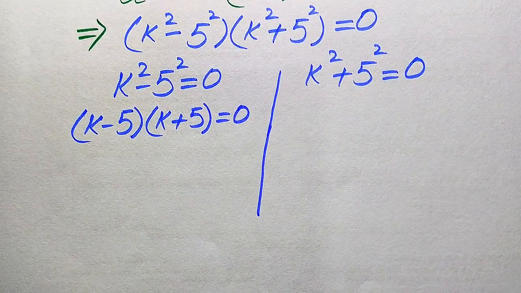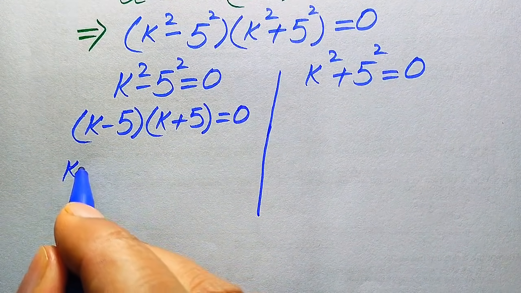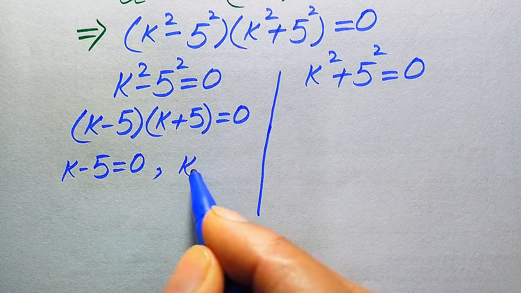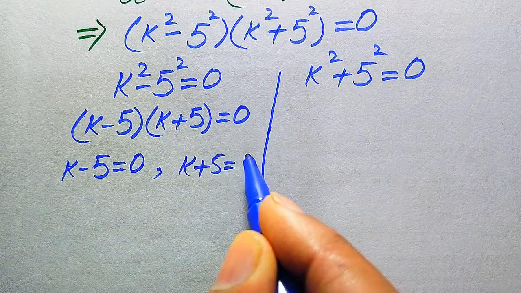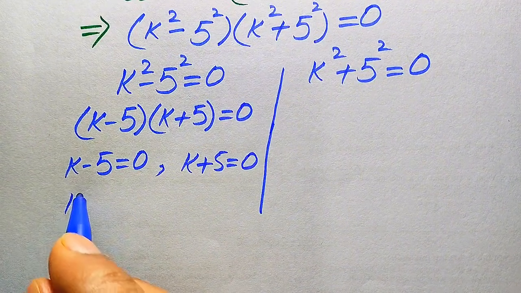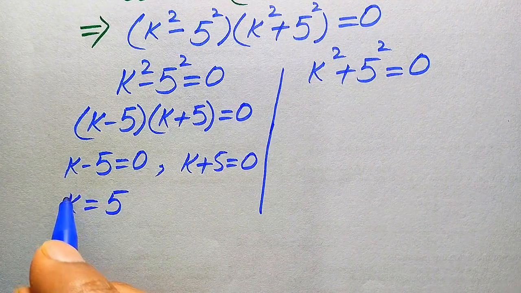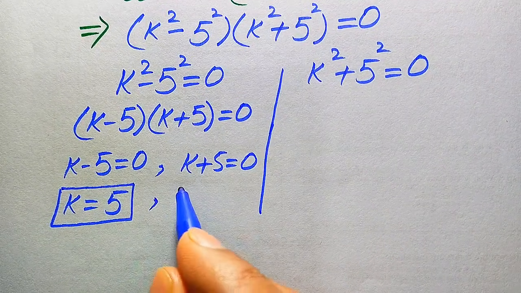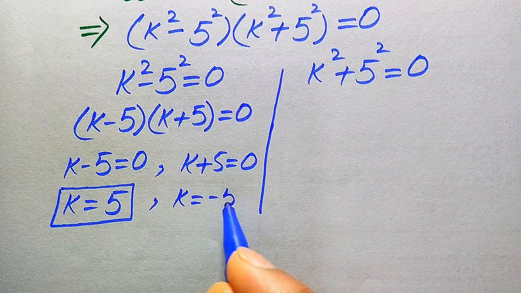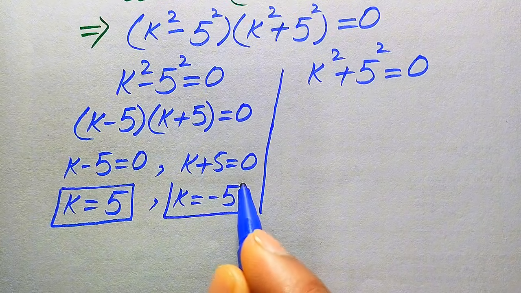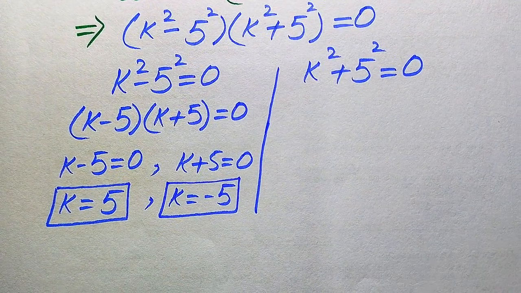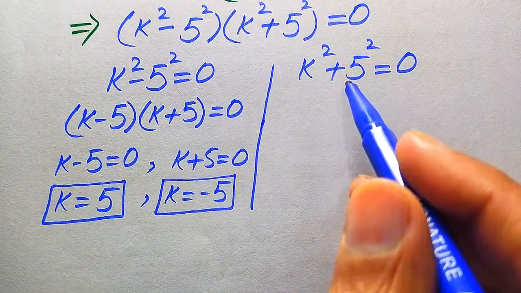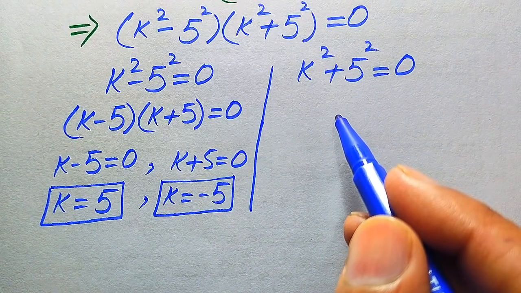And now in the next step we again divide this equation into two cases. The first case is we write k minus 5 equals to 0, and the second case is we write k plus 5 equals to 0. From here we easily get the value of k is equal to 5. So this is the first real root of the given equation, and from here we easily get the value of k is equal to minus 5, and this is the second root of the given equation. And further in the next step we need more simplifications here, and now we move towards our second case.